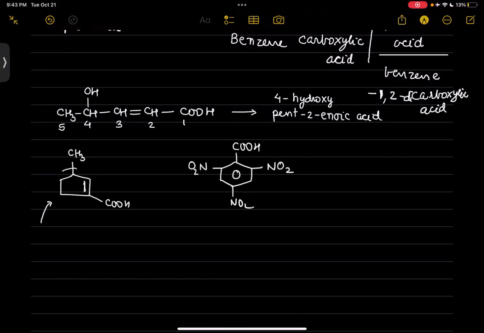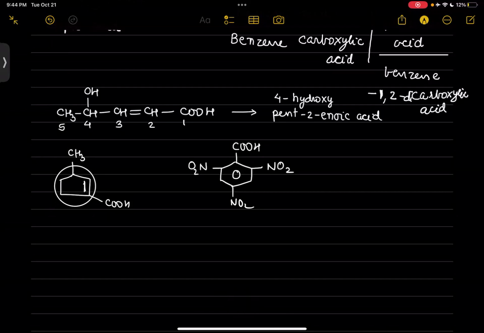What about this one? This is the parent chain. While counting the numbering, don't count some carbons of the ring and some carbons of the open chain. Not like that. Why is this the parent chain? It is the longest chain, and it is connected to the principal functional group. That makes it the parent chain because COOH is directly linked to it. Clear or not? Yes, sir.